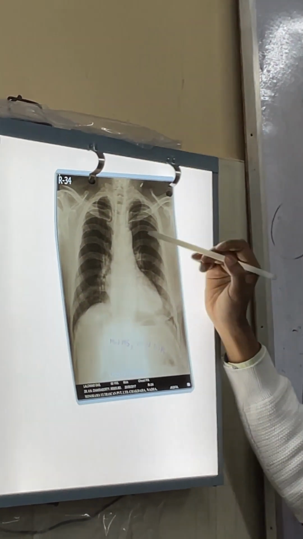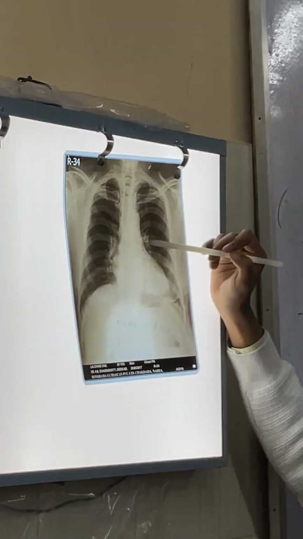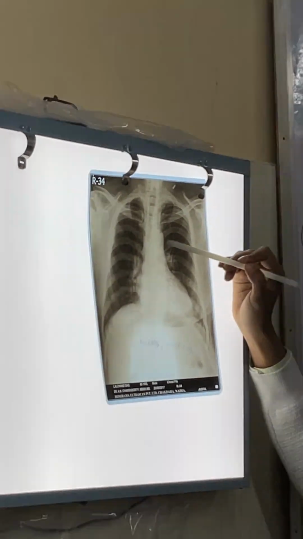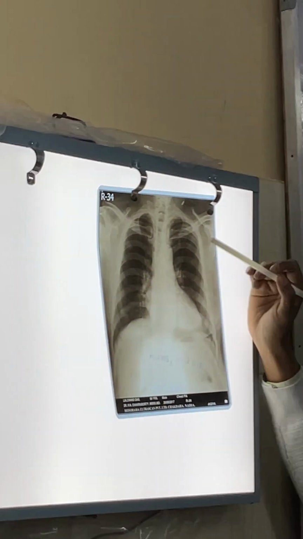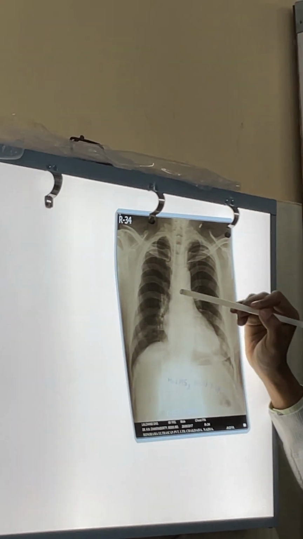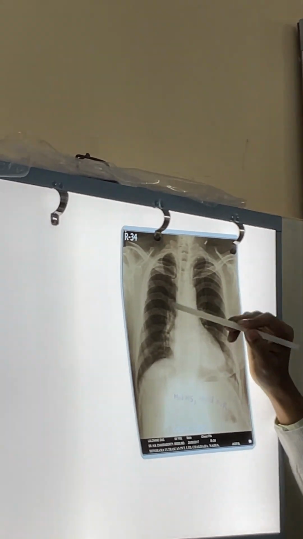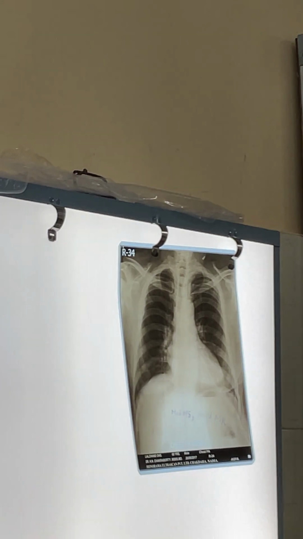So the hilum is the pulmonary artery and aortic knuckle. So this part is the hilum. Here the superior vena cava ends, then again the pulmonary artery, this part is the hilum. We will look at that hilum area.